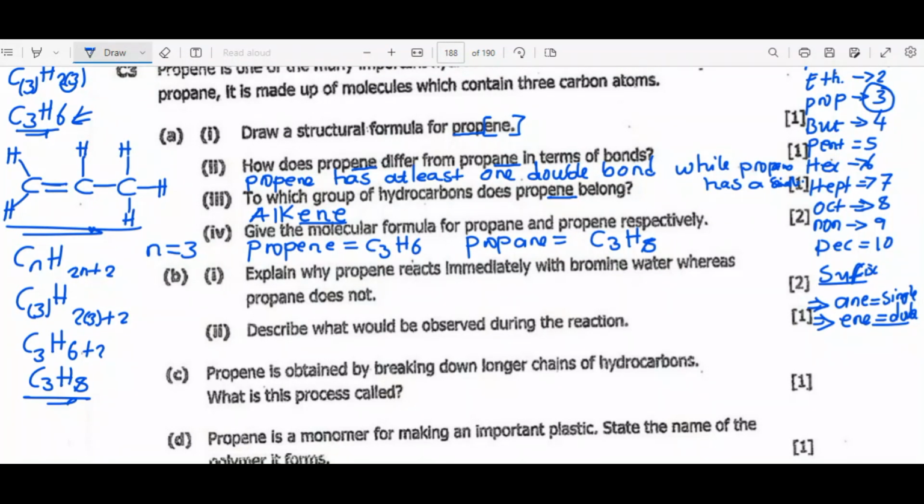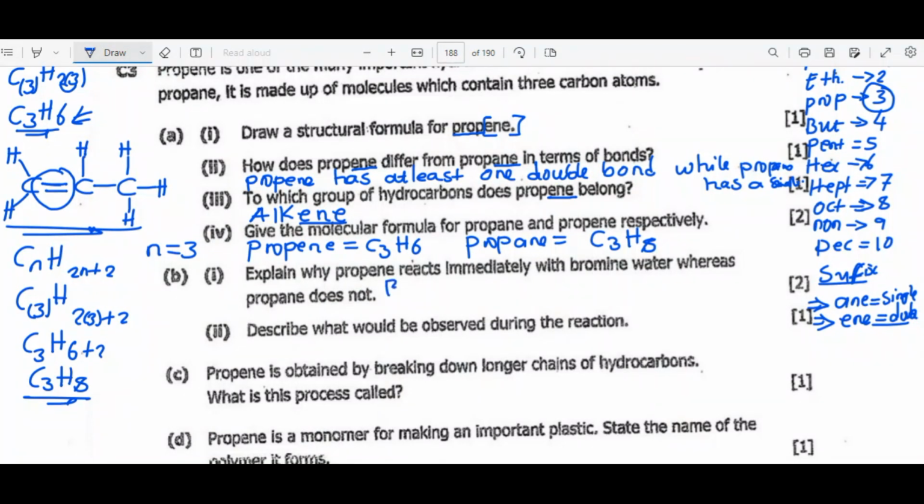So because of the presence of this double bond, the alkenes, the one with ene, are considered to be unsaturated. If we look at unsaturated, meaning we are saying they are reactive and they are ready to react. There is a double bond that can break to accommodate the bromine water.